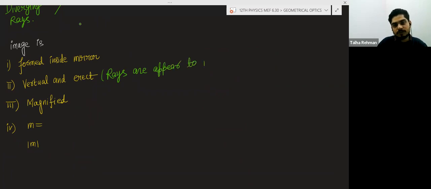Magnification is height of the image over height of the object. This time height of the image will also be positive, height of the object will also be positive. So magnification you will get positive. Mod of magnification, again you will get greater than 1. Why? Because height of the image this time also is greater than the height of the object.